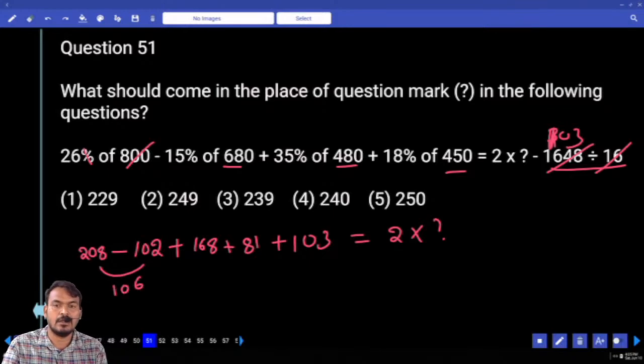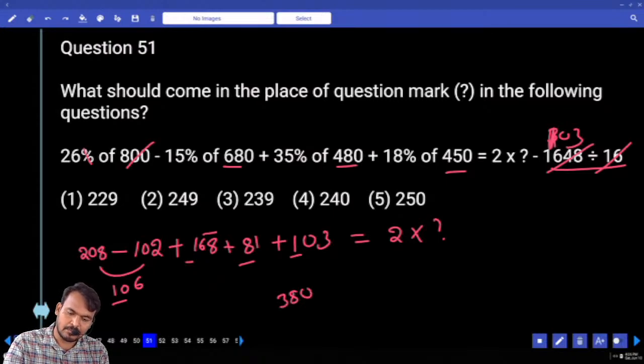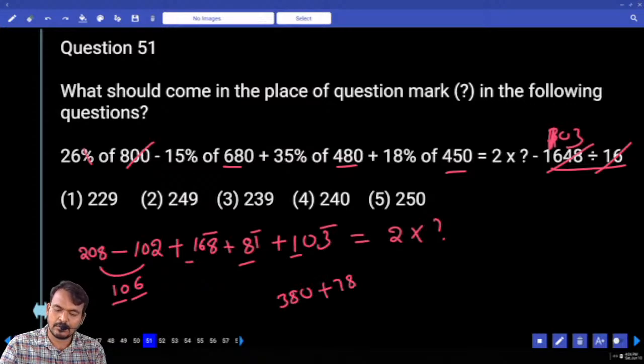106. 100 plus 100, 200 plus 80, 280 plus 100, 380. Next, 68 plus 1, 69 plus 3, 72 plus 6, 78. 380 plus 78, 458 divided by 2. What is the answer?